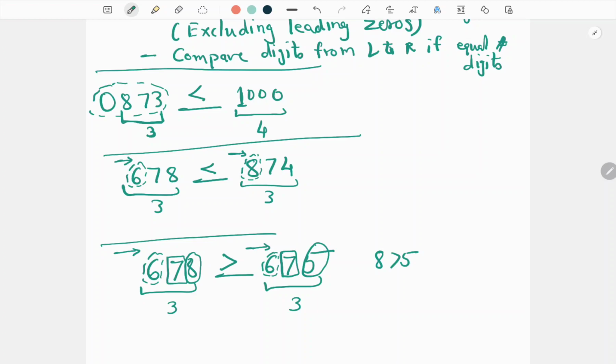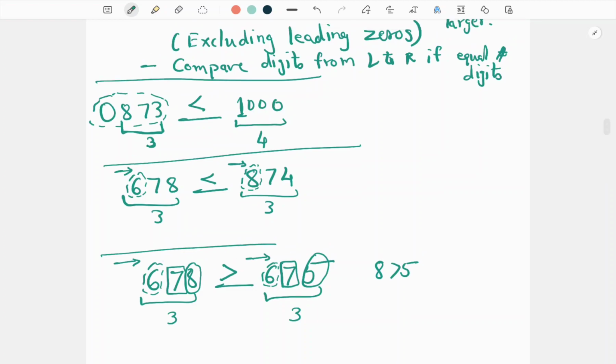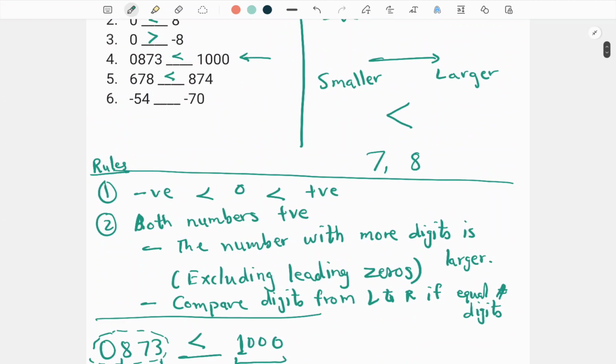So that's how we proceed. We start comparing digits one by one from left to right. And the moment the numbers are unequal, one of them is smaller and the other one is larger, that's it. We stop comparison, and the side with the bigger number is the winner. So 678 will be greater than 675 using this logic. You have to compare digit by digit.